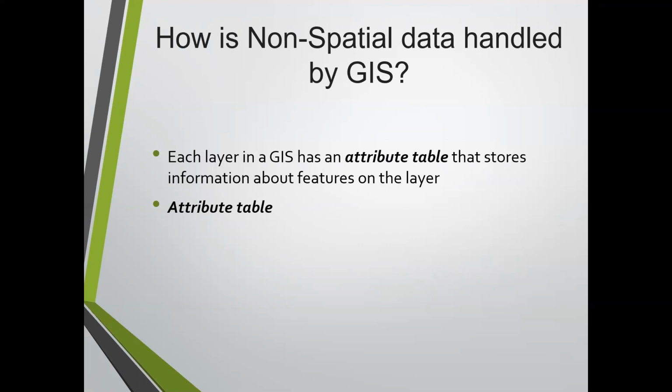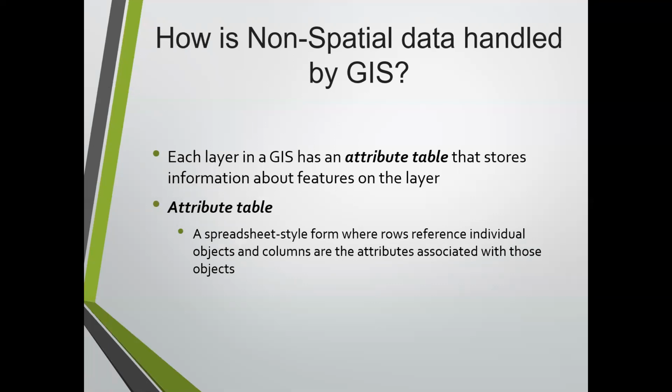So this thing called an attribute table, I kind of equate it looks a lot like an Excel spreadsheet. In fact, it's very similar. It's not a spreadsheet, but it's very similar. And it's in a spreadsheet style where you get columns and rows of information.